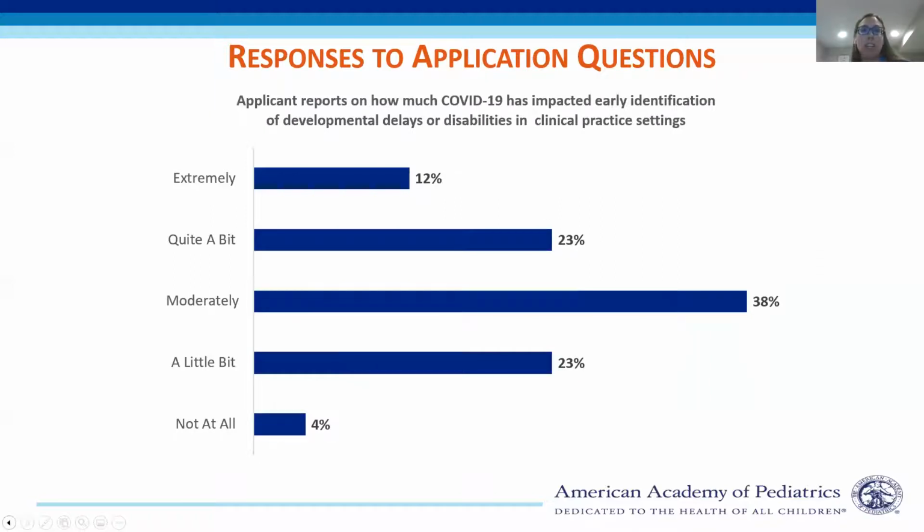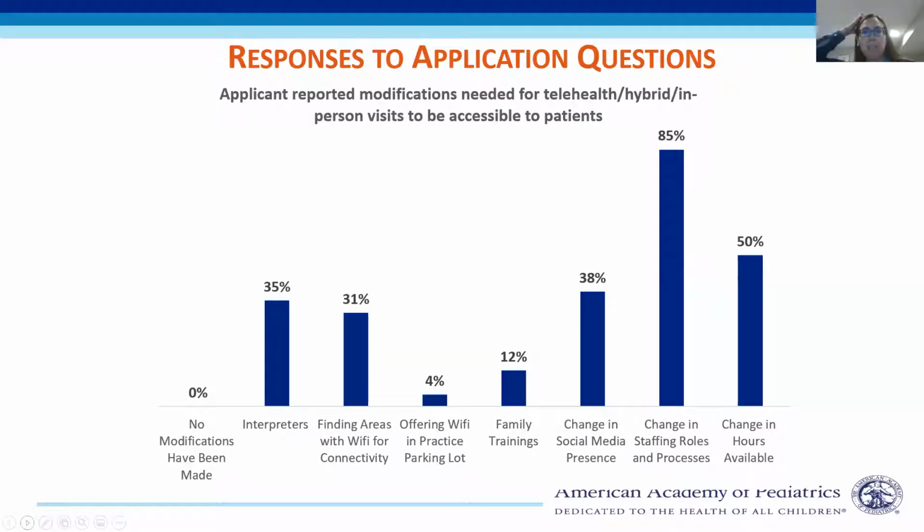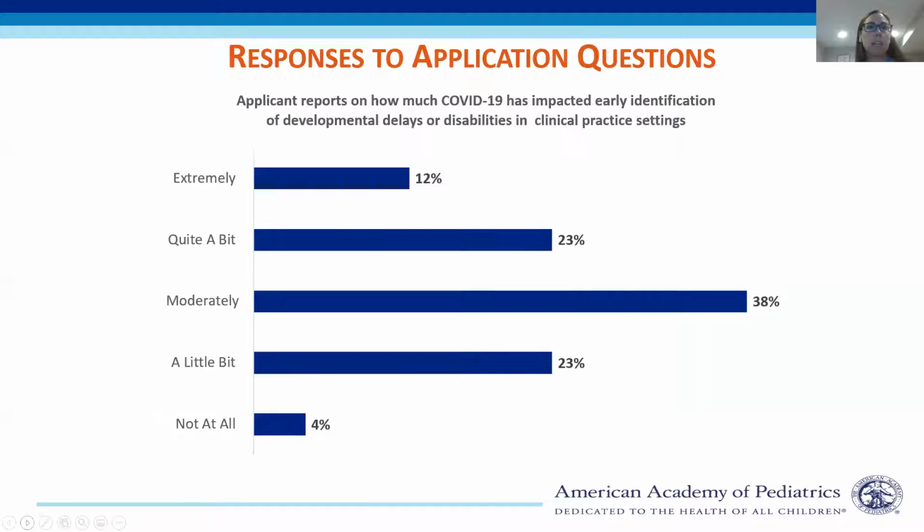And I just want to point out the resiliency in these practices and just working to ensure that they were remaining accessible to their patients during the pandemic. And I think you can see that practices really got creative and worked hard to find ways to continue to reach their patients. Next slide, please.